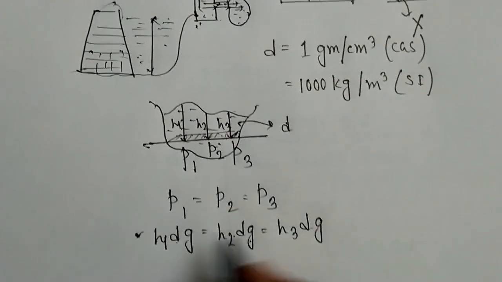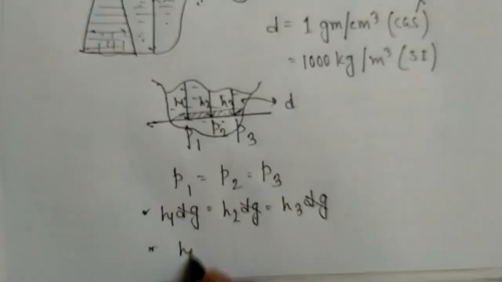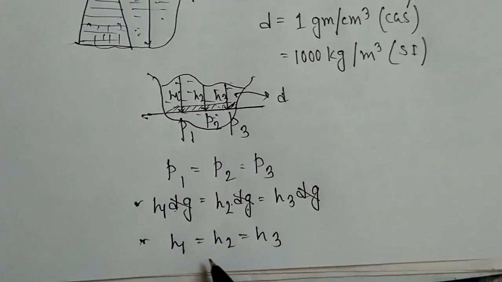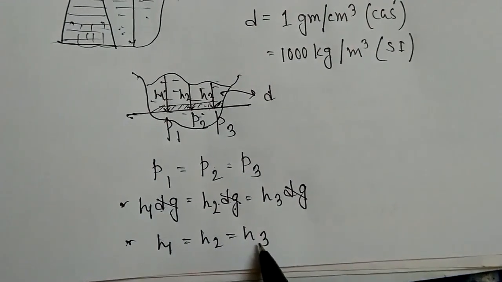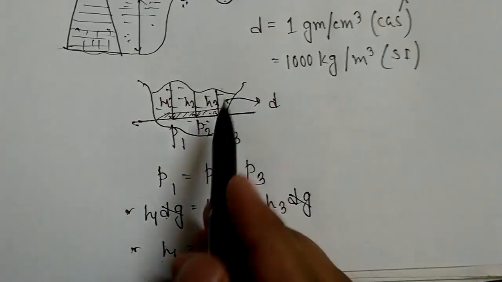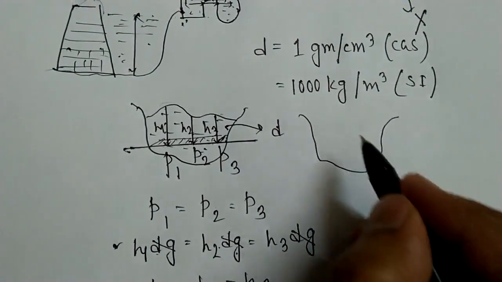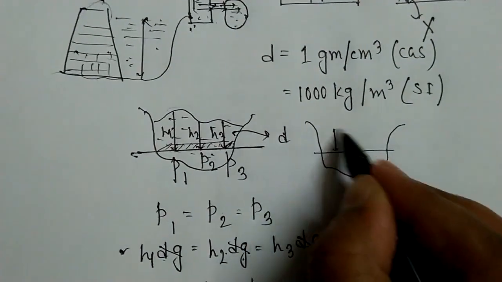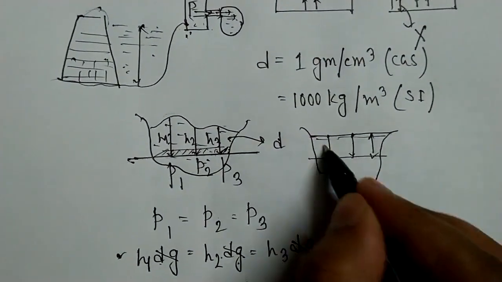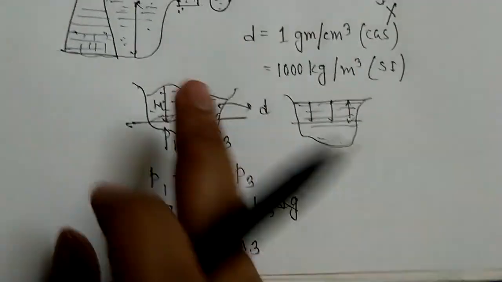So you can see dg can be cancelled out. So we can write h1 equals h2 equals h3. That means these three heights can't be unequal. They must be equal. They can't be different. So this picture is actually wrong. So what do we have to do to draw the correct picture? We have to make all the heights similar. That means this will be the upper surface of the liquid. Is it clear? And this proves that liquid seeks its own level.